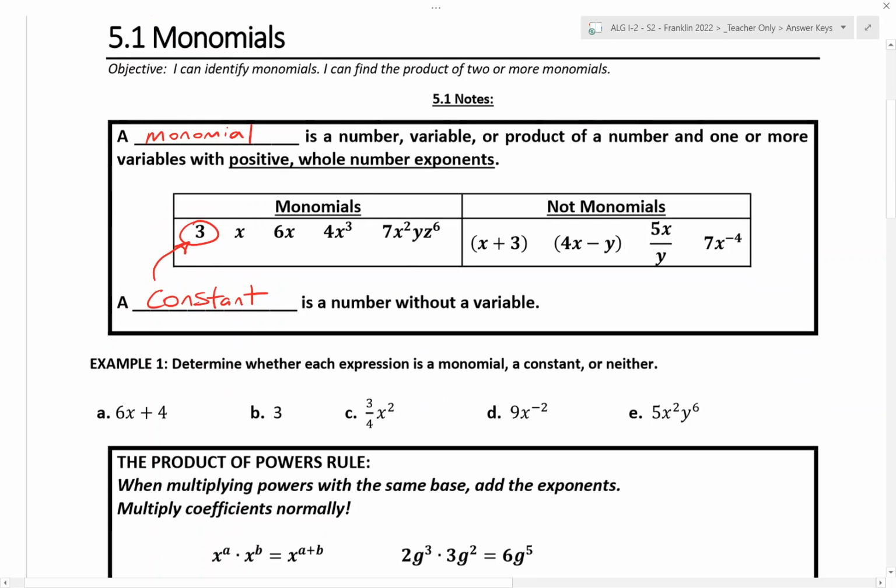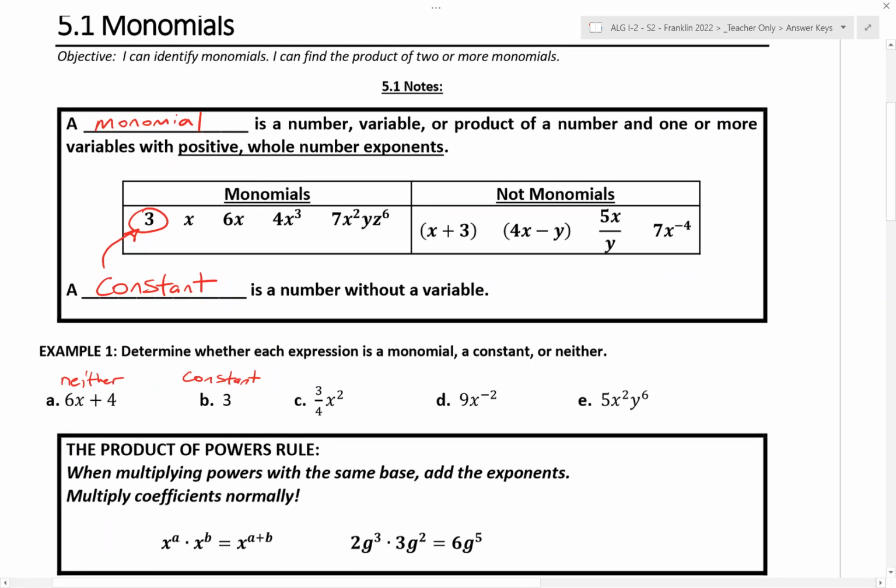All right, so let's really quick determine whether each of these expressions is a monomial, constant, or neither. So this 6x plus 4, well, that's neither because it's not a monomial because it's two terms, and therefore not a constant because it's more than one thing. So this is neither here. 3. Now this is again a monomial, and it is in fact a constant. It's the same example from above, just a number without a variable. So it is also a monomial, but more specifically, it is a constant.